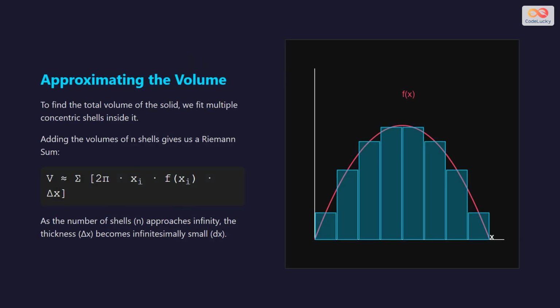To get the volume of the entire solid, we fit many of these shells inside the curve, from the center outwards. This creates a Riemann sum. As we make the shells thinner and thinner, the number of shells goes to infinity, and our approximation becomes exact. This sum turns into an integral.